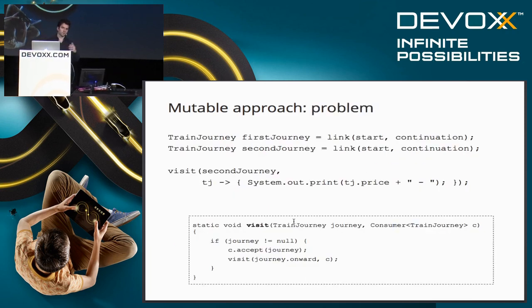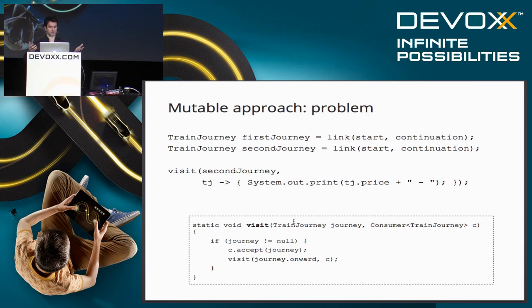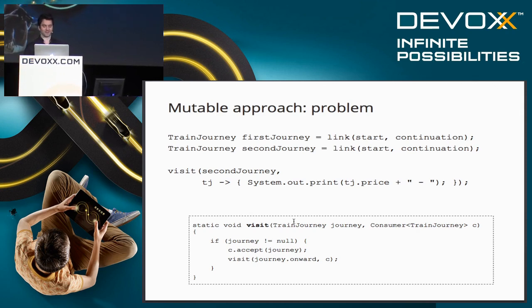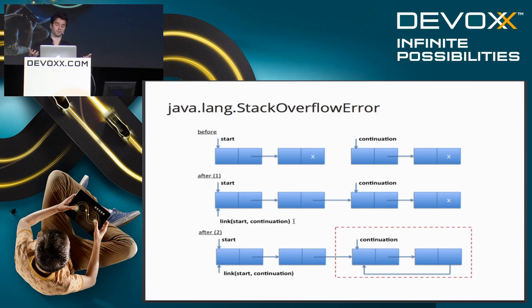So, if we take 2 train journeys, we link them up, and we try to do that again, we expect to get the same result, isn't it, Richard? Yeah, that sounds like a reasonable assumption to make. Well, who thinks this code will run fine? Yeah. You guys have been on trains as well, right? So this code will actually produce a Stack Overflow error.